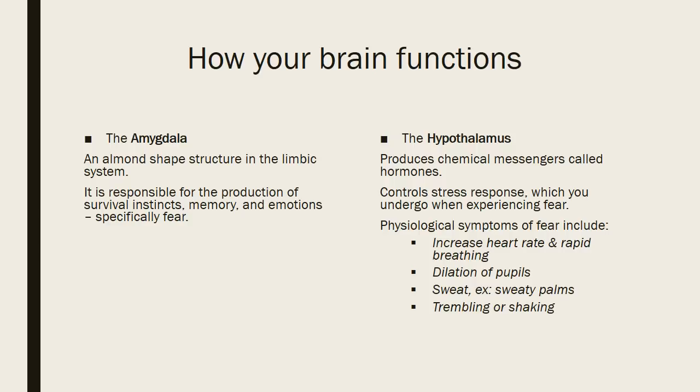On the other side, we have the hypothalamus, and it produces chemical messengers called hormones. Everybody has hormones. They're just chemical particles in your body that help your body function. So it controls your stress response, which you undergo when you're experiencing fear, and physiological symptoms. Physiological just means the physical things you actually feel, so what your body actually expresses and shows, includes increased heart rate and rapid breathing. Rapid just means very, very fast breathing. Dilation of pupils, meaning the little black circle in your eye gets really, really big. You start sweating, your hands start getting sweaty, and you also start trembling or shaking.